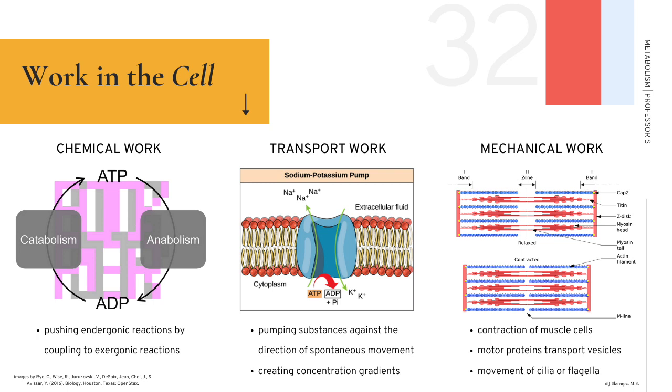Transport work is what we learned in the last chapter, pumping substances against the direction of spontaneous movement and creating those concentration gradients. The example here is the sodium-potassium pump, which is a form of active transport which requires energy. And mechanical work has to do with movement. So we see contraction of muscle cells, motor proteins such as dynein, which transport vesicles across the microtubules in your cell, and movement of cilia or flagella for cellular movement.